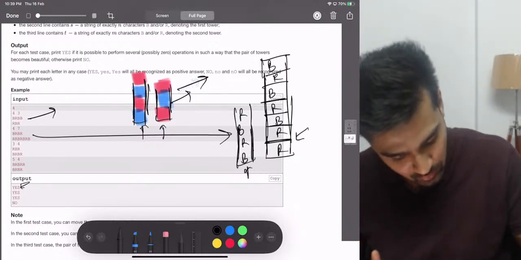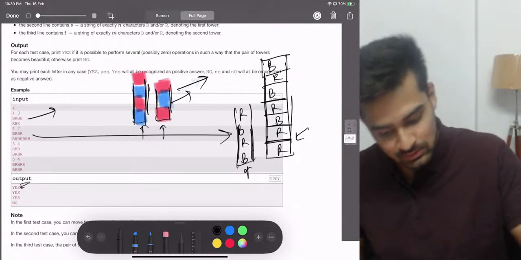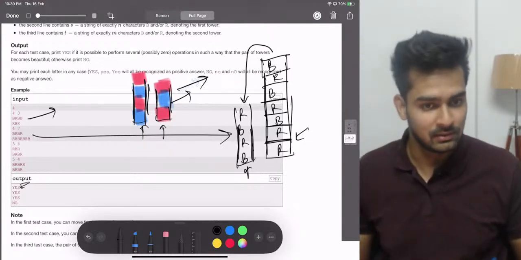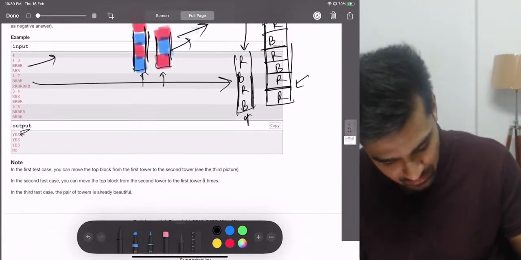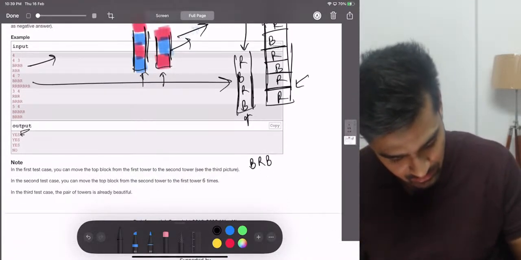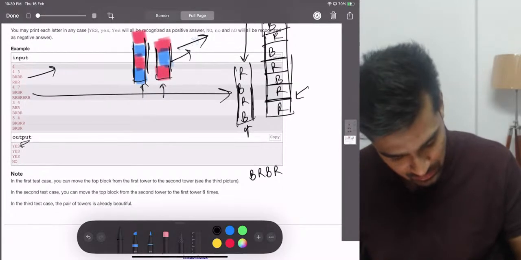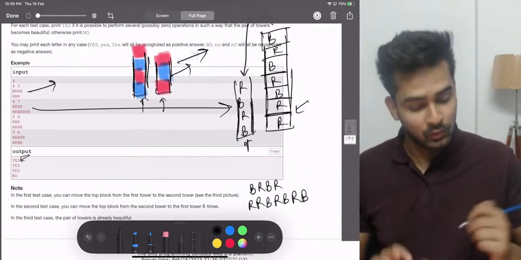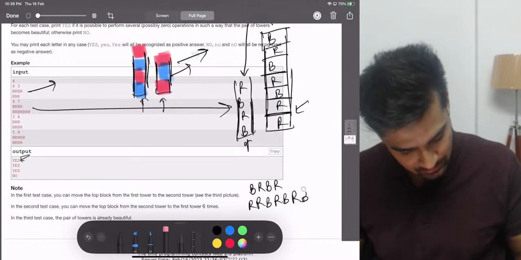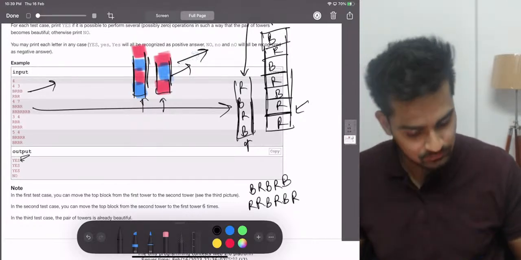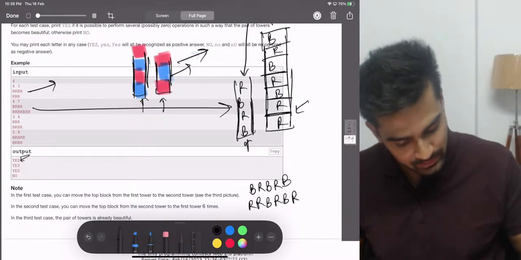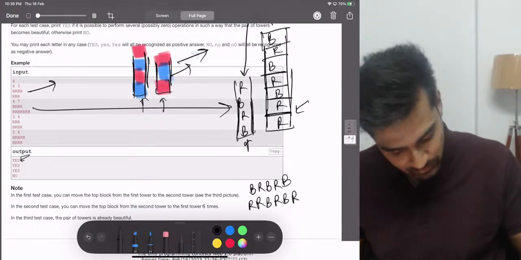Why? Because we have two R's here. What we can do is take one from here and put it here. Okay, so if you see, basically we had what? B, R, B, R. The other input was R, R, B, R, B, R, B. Okay, what you can do is first take this blue and put it here. Now take this red and put it here. So red goes here, you remove it from here.